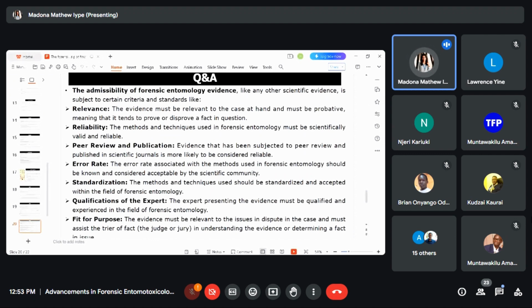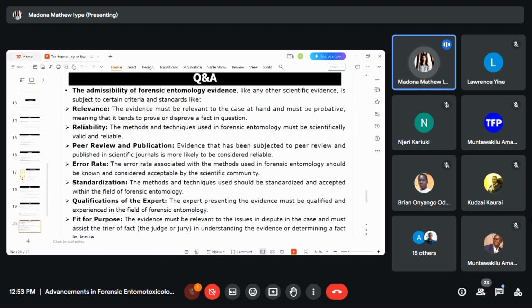Then peer review and publication: there should be evidence stating that this similar kind of evidence has been used in some other cases, and there should be valid publications in scientific journals as well. Then the error rate associated with the methods or the techniques used to analyze the forensic entomological evidence should be known and considered acceptable by the scientific community.